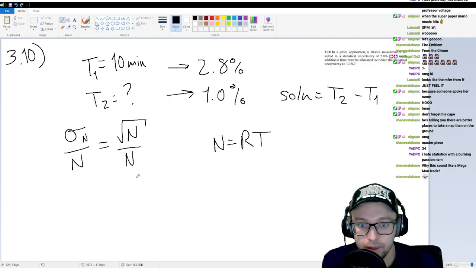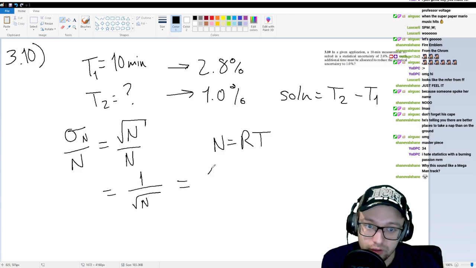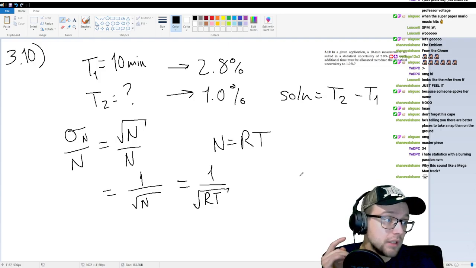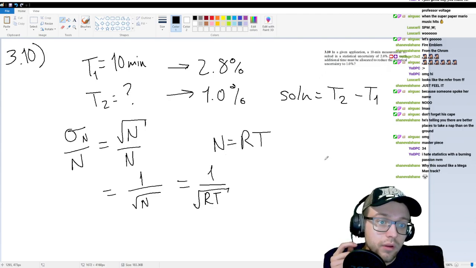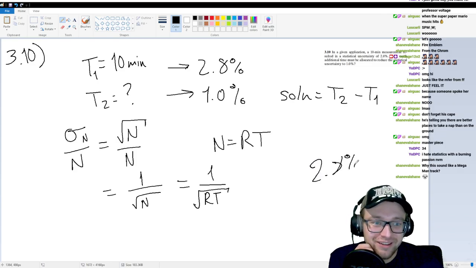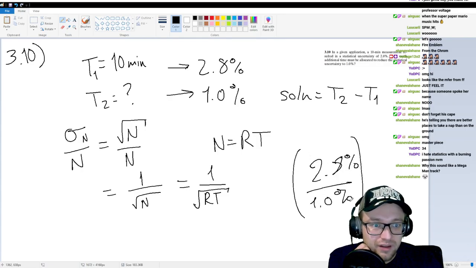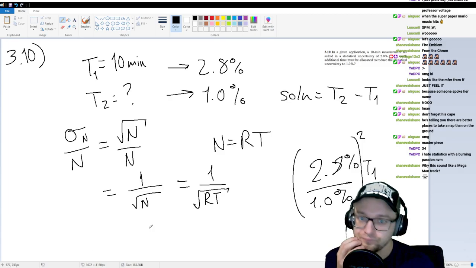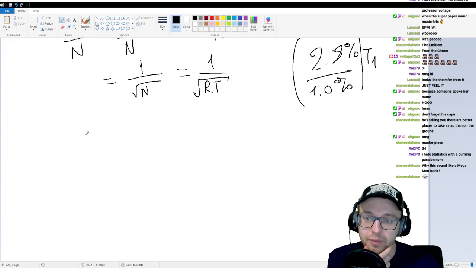So, that's the same as 1 over the square root of n, which is 1 over the square root of rt. Is it really just a ratio? I think it's just a ratio. So it's like 2.8% over 1.0% times T1? No. We need to square this though, I think, because in order to get rid of this term. Yeah, because it's going to be the ratio of this.